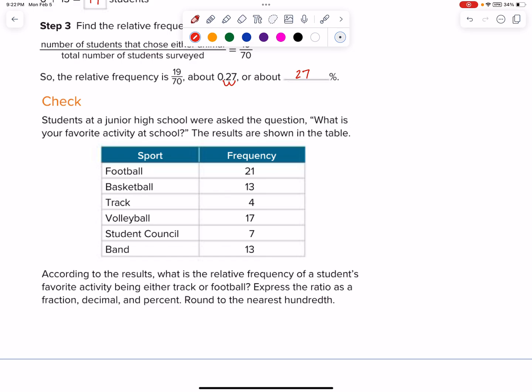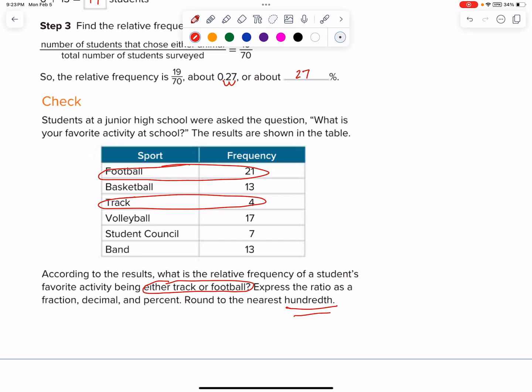So what's your favorite activity? According to the results, what is the relative frequency of a student's favorite activity being either, so I want to make this stand out, track or football. So we're looking at track and we're looking at football. Okay, so express the ratio as fraction, decimal, and percent, round to the nearest hundredth. So pay attention to that as well.